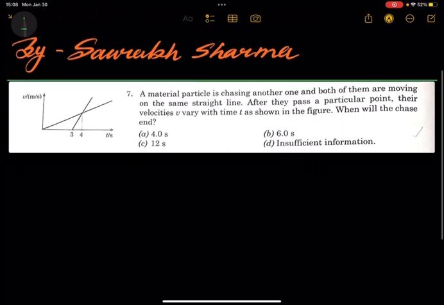So somewhere here they will collide. The question is, when will the chase end, meaning finally when the chase will be over. So let's assume one thing. What is happening in this question? There is a material particle chasing another one. One particle is moving from somewhere, another particle is moving from somewhere with different velocities, of course.